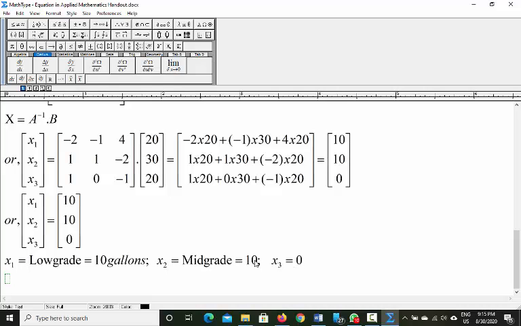So for mid grade liquid they need to produce again 10 gallons, and this is high grade liquid. So high grade liquid they should not produce. 0 gallons means they should not produce high grade liquid. So this way you can solve in real life.